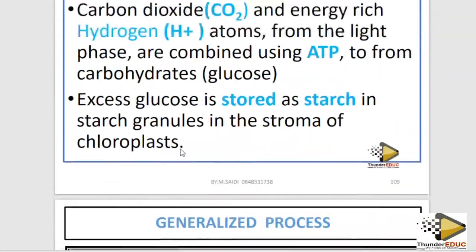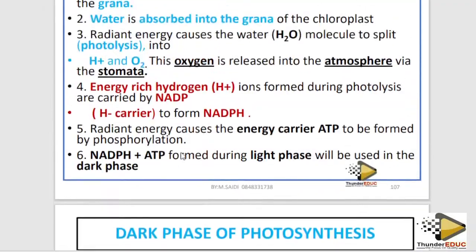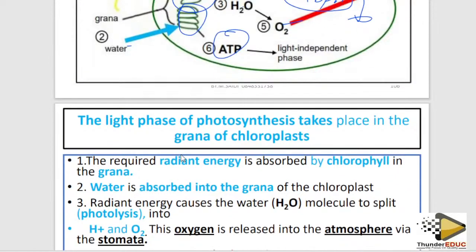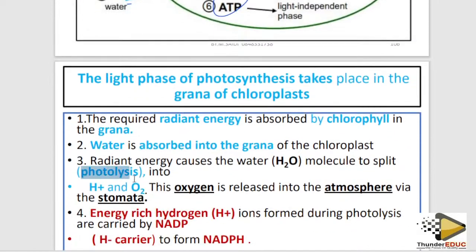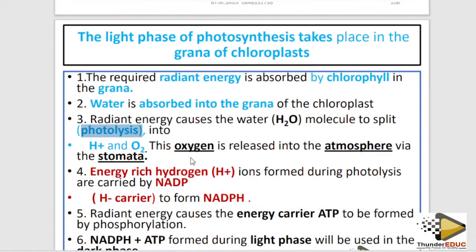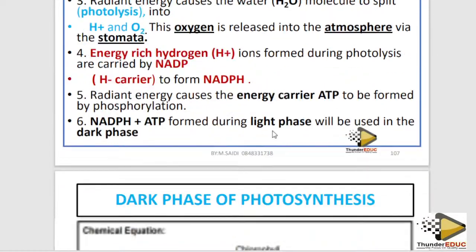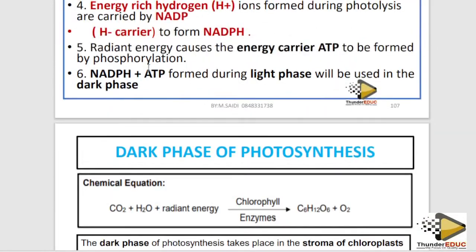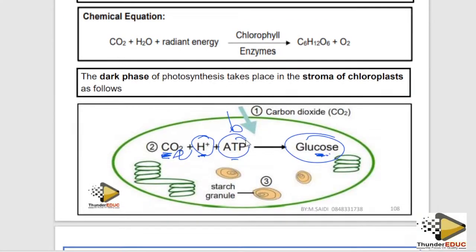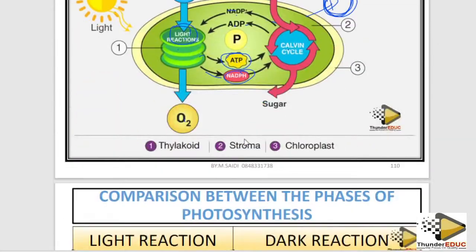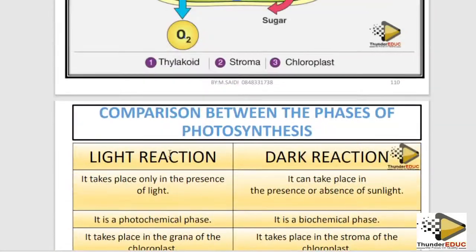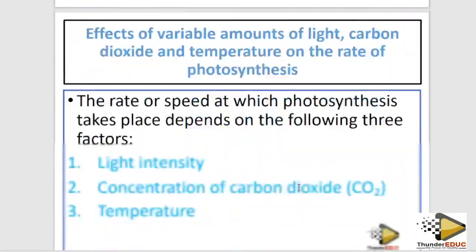I think the person who was asking about terminologies, I talked about it when I reached here also. We also bring another terminology. Radiant energy causes the water molecule to split: photolysis. You can also bring another terminology there. ATP can also be another terminology. So make sure that you know the difference between the light phase and the independent dark phase.